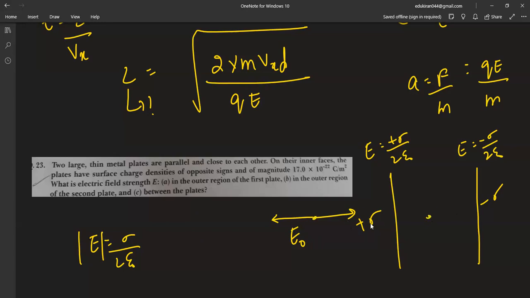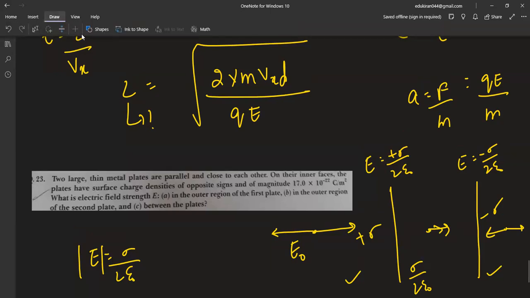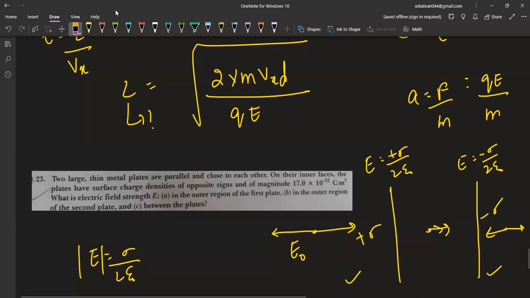See, this is away, it will move here. This is negative, it will move towards it. So add in this part. Similarly, if you take outside the second plate, for negative it will move towards and for positive it will move away, so here also you will subtract. The answer here will be the same. Here you will add: sigma by 2 epsilon naught plus sigma by 2 epsilon naught becomes sigma by epsilon naught simply. This you will be able to manage.